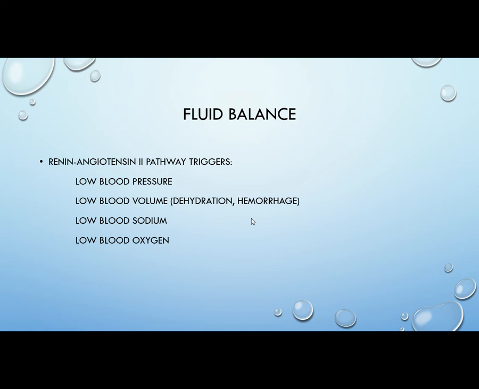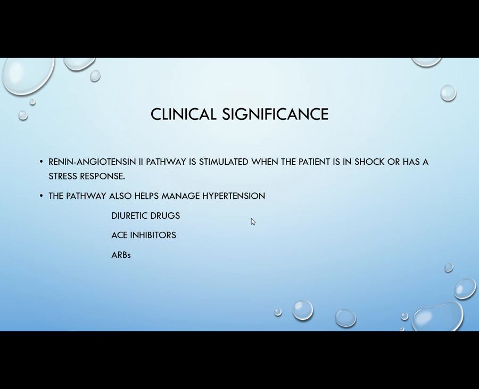What is the significance of this? The angiotensin 2 pathway is stimulated when the patient is in shock or has a stress response. ACE inhibitors disrupt the renin-angiotensin 2 pathway by blocking or reducing that angiotensin converting enzyme. That's going to reduce the amount of angiotensin 2 that's going to be present in the body.